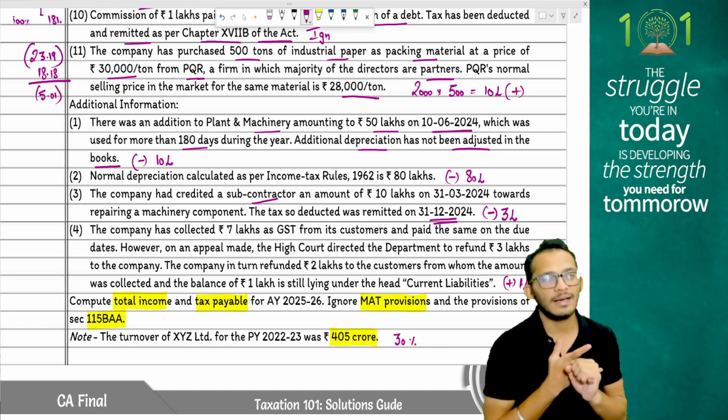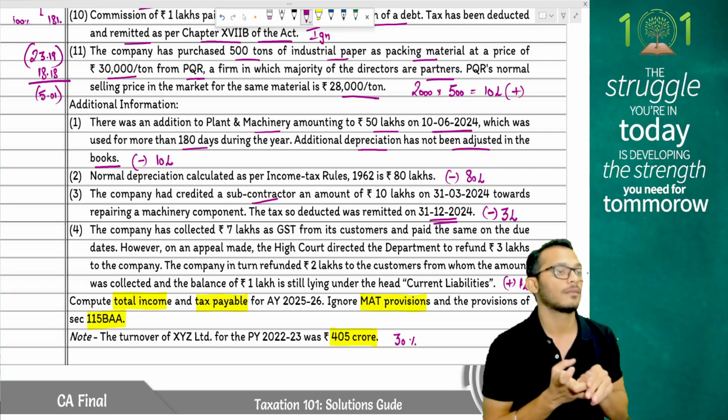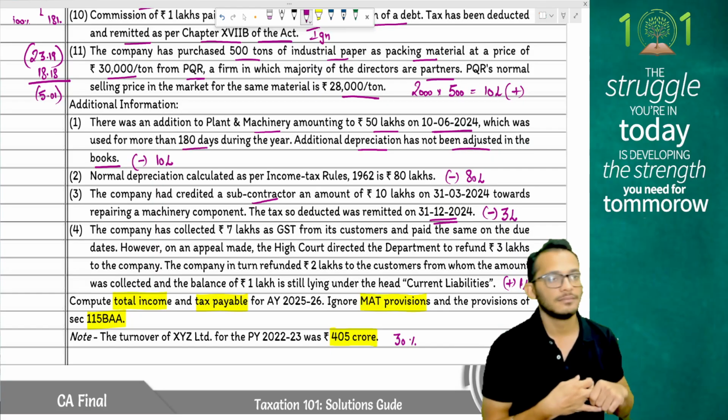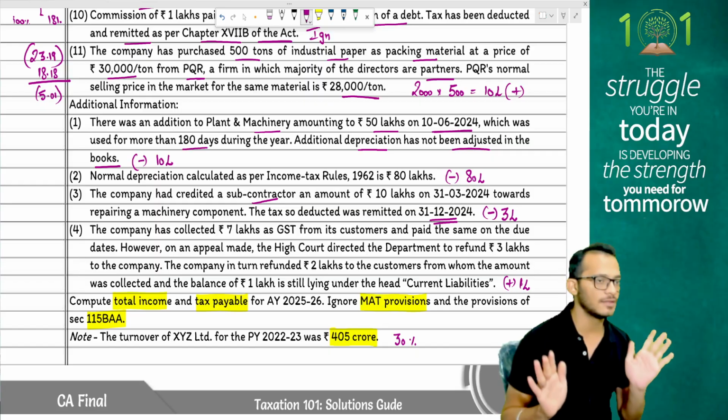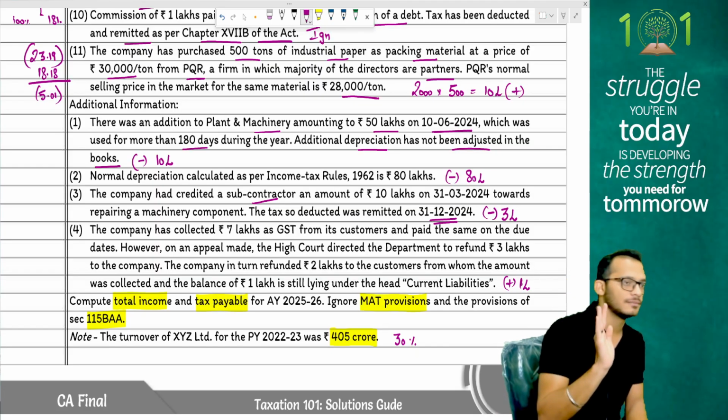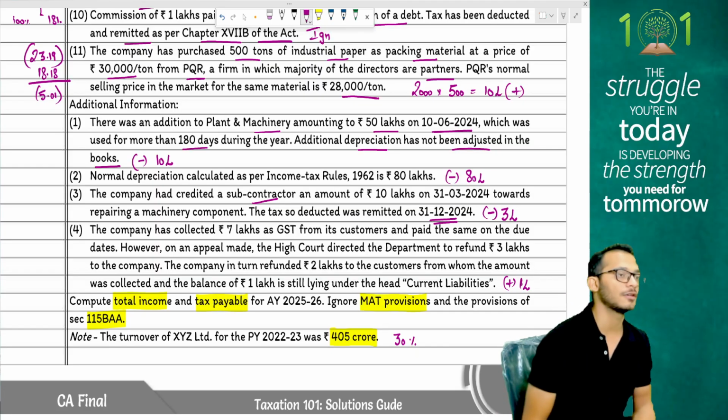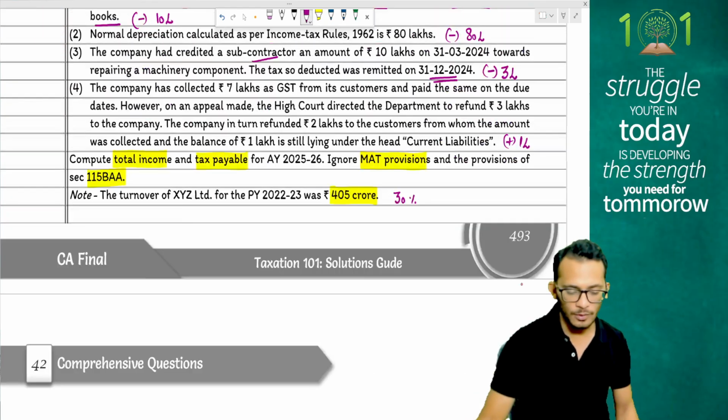Yes or no? Luckily, people, in this question there are no other heads, no Chapter VI-A, no nothing. Direct question, just PGBP computations. Any doubts on the question? No. Let's check what the answer looks like, people.